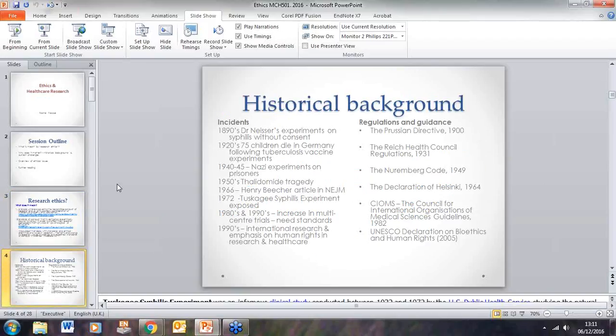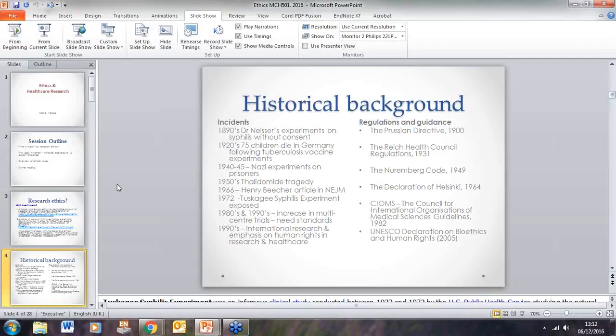And from a historic perspective, that's because of things that have happened in the past. If we look back in history, some of the key examples are there. We all know about Nazi experiments in the Second World War. We have probably all heard about the thalidomide tragedies in the 50s. Some of you may or may not be aware of the Tuskegee syphilis experiment, which was in America. All of these particular instances caused international uproar and international shame, and they gave rise to certain regulations and guidance.